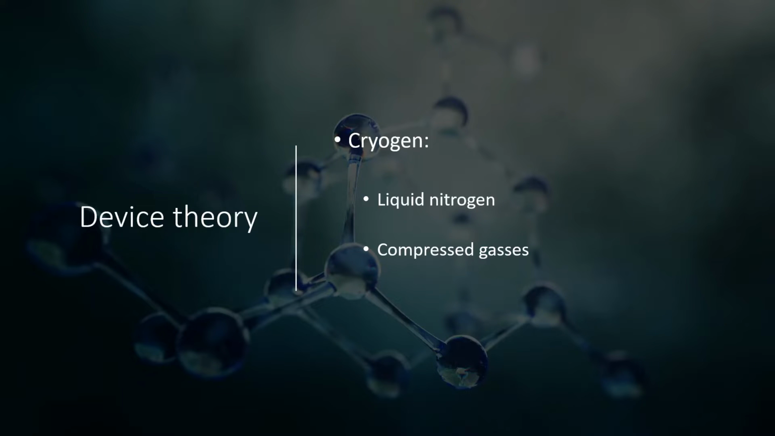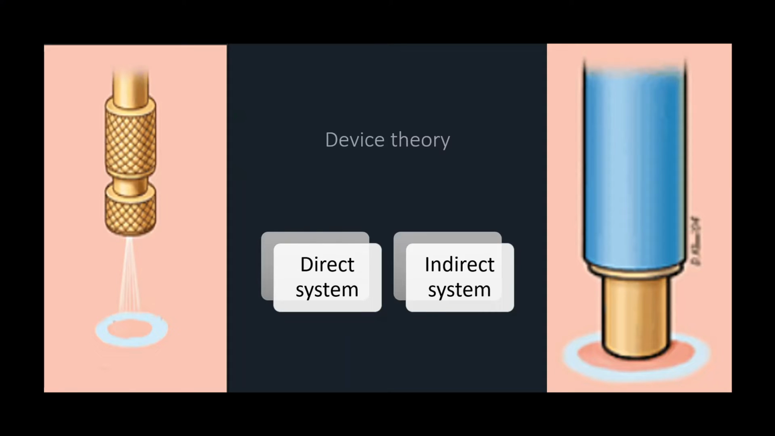So the device theory for this cryosurgical unit is: the unit applies cryogen to the tissue. There are two types of cryogen, liquid nitrogen and compressed gases like carbon dioxide and nitrous oxide. The device is also either a direct system or an indirect system.